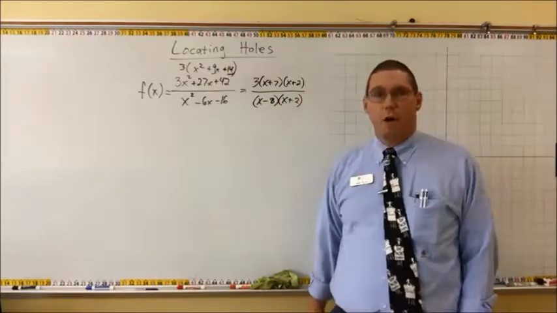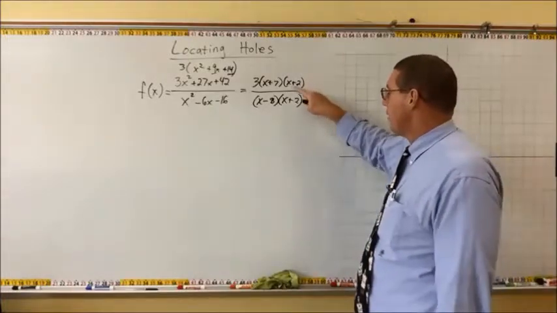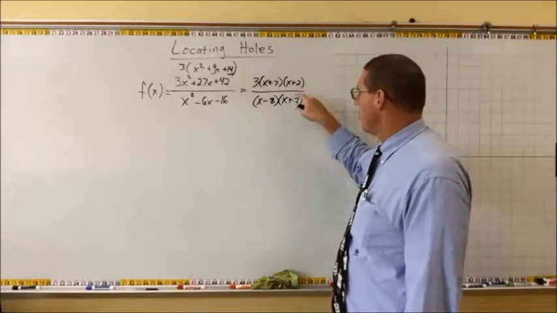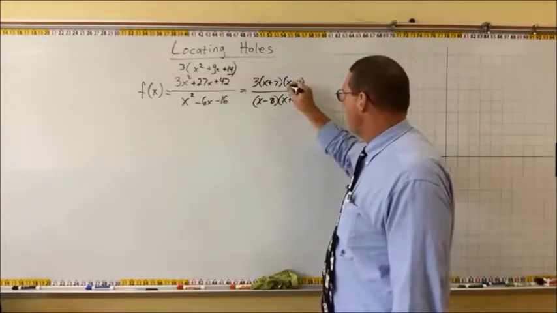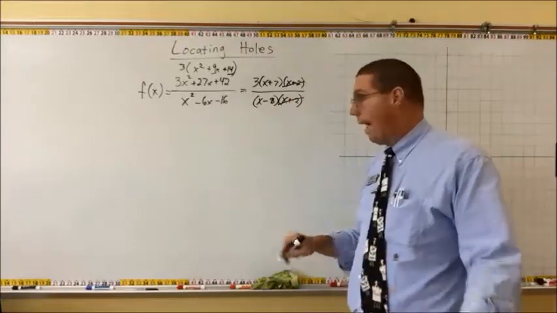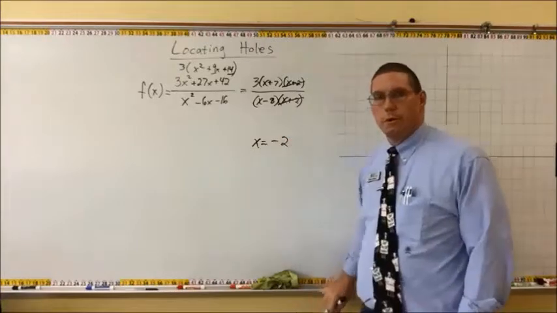And sure enough, we've got a hole here. Remember, the way we know we have a hole is if we have a matching factor in the numerator and the denominator. So we've got an x plus 2 in the numerator and an x plus 2 in the denominator. So we're going to cancel that out, meaning we have a hole at x equals negative 2.